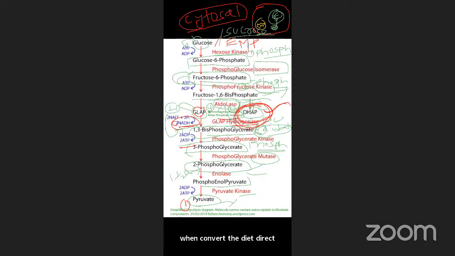Now tell me how many substrate level phosphorylations take place in glycolysis? 4, sir. Right. How many oxidation cycles take place in glycolysis? 2, sir. How many NADH are formed in glycolysis? 2 only, sir. Every time 1 NADH only. Okay, so 2.